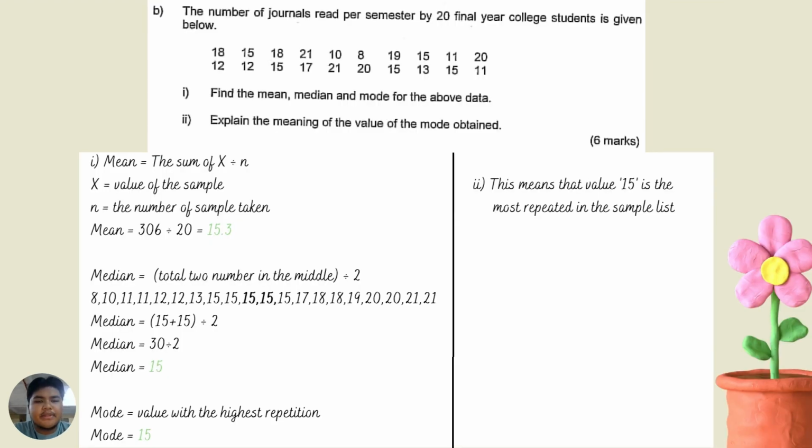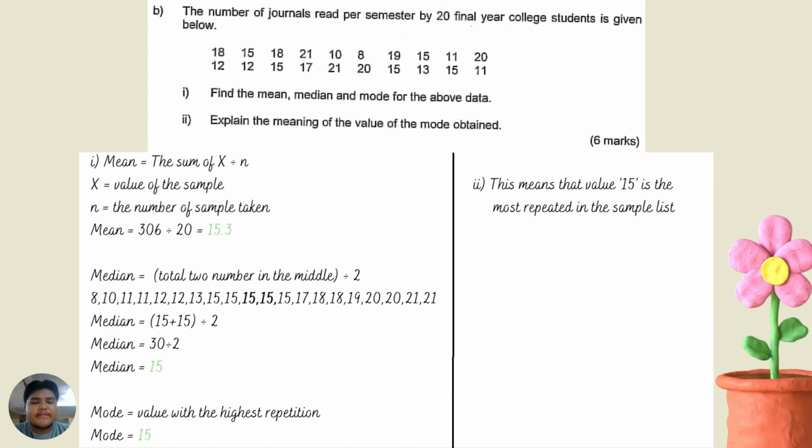For question B, the number of journals read per semester by 20 final year college students is given below: 18, 15, 18, 21, 10, 8, 19, 15, 11, 20, 12, 12, 15, 17, 21, 20, 15, 13, 15, and 11. So the first question is to find the mean, the median, and the mode for the above data.